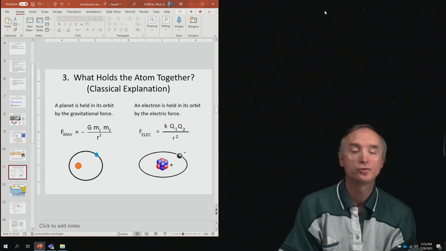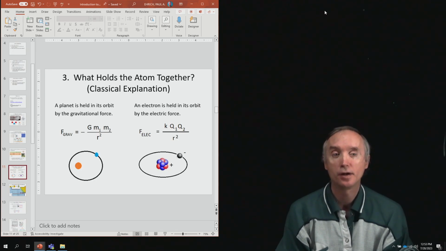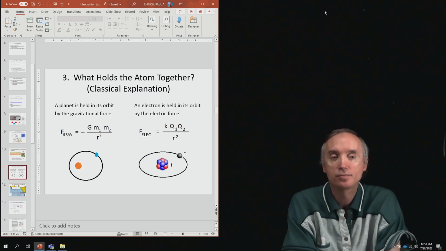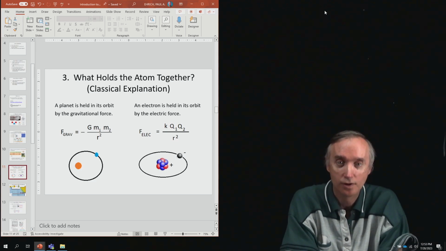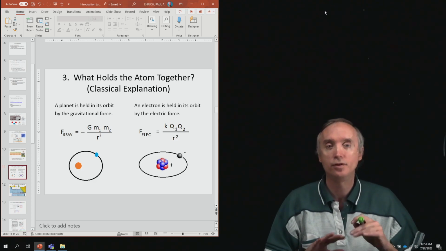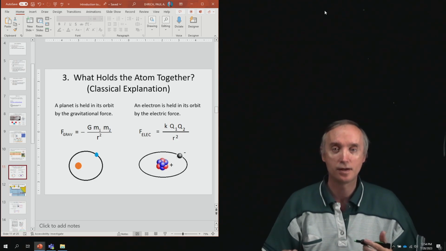Okay, now we want to talk about what holds the atom together, but what I'm going to do is make a comparison of electricity versus the force of gravity. Now, this is a classical explanation of the force of gravity, because in order to really understand gravity, you have to use the general theory of relativity, and we're not going to get to that until later in the course. So for right now, see if you can understand this, and if you can't, don't worry about it, okay? So this would not be on the exam yet.